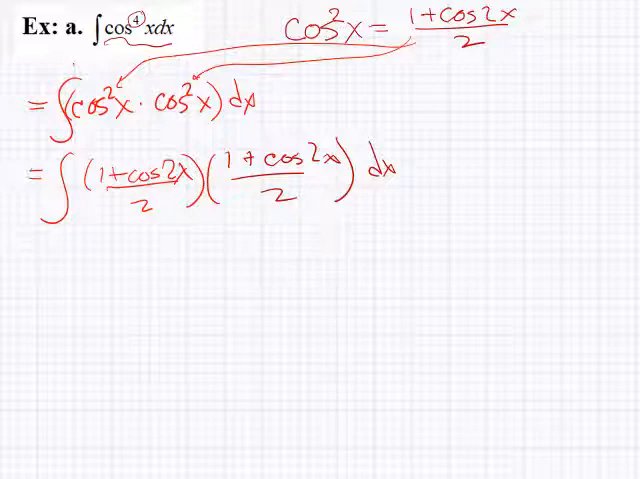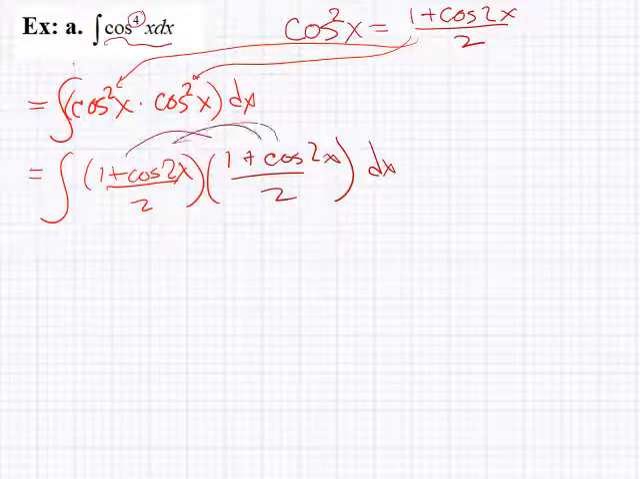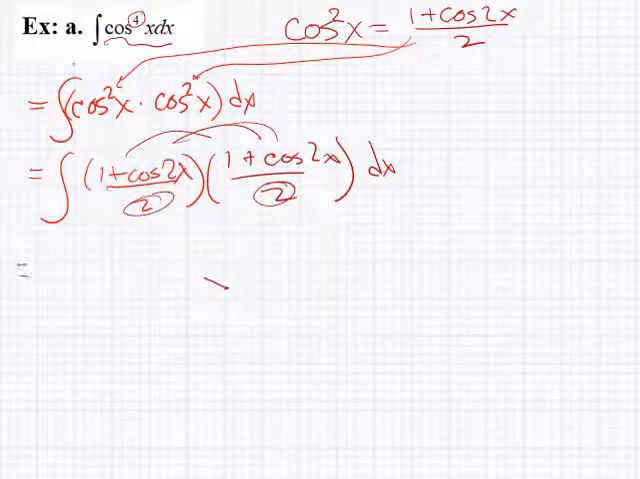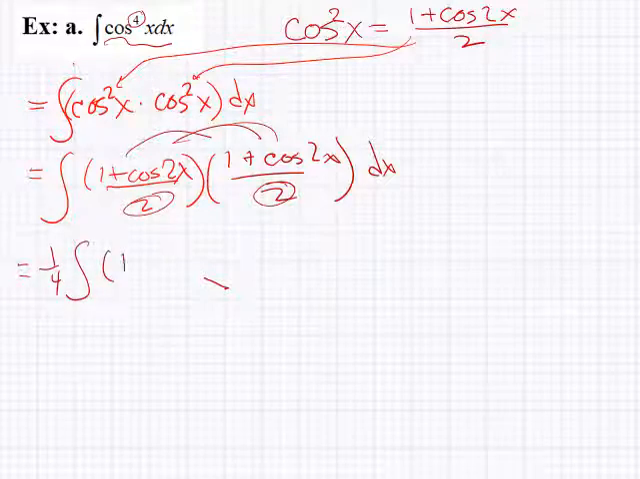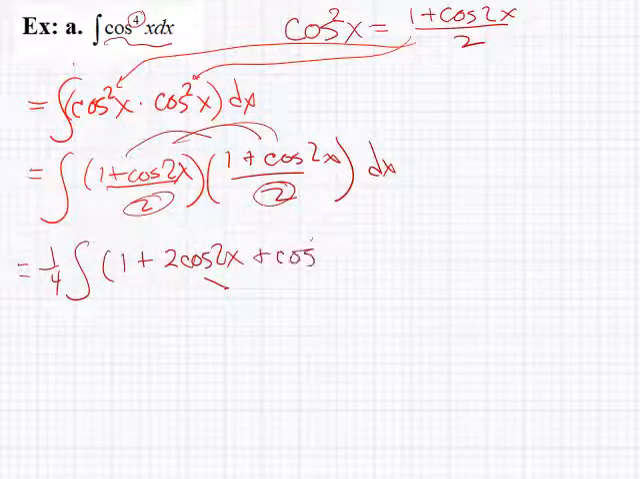Now to go from here, we got to figure out, well, what am I going to do? Well, the only thing I really can do is to distribute all this out. Okay. In the denominator, it's 2 times 2, so 4. So I'll pull the 1/4 all the way out to the front. And here I'm going to have 1 plus 2 cosine 2x plus cosine squared 2x dx.